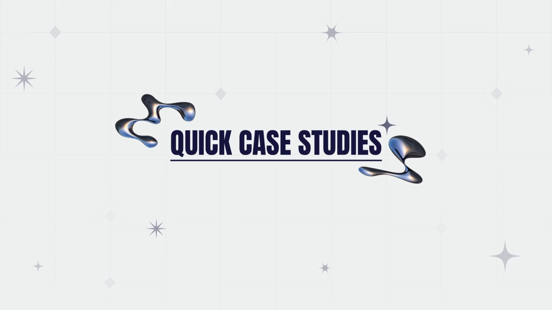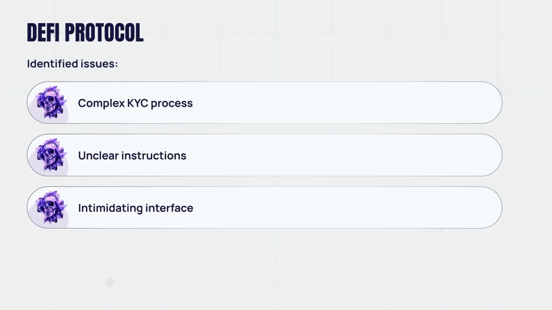So, quick case studies based on something we discussed in the last slides. First one was an anonymous DeFi protocol I was working with, and it was causing a 60% drop-off rate. Some issues we identified were that the KYC process they were doing was very, very complex, and the instructions to go through those processes were very, very unclear as well. And the interface was termed intimidating more than one time.